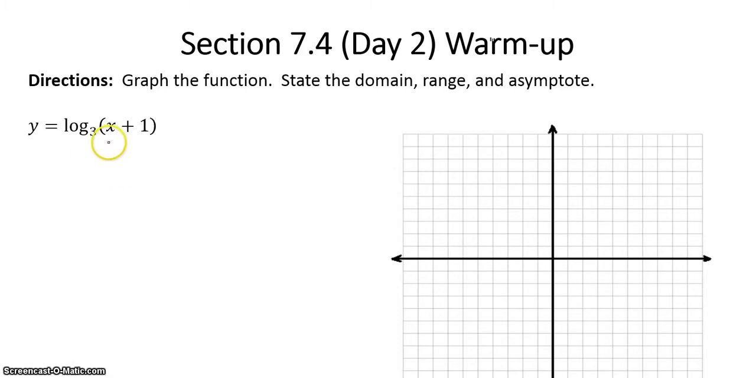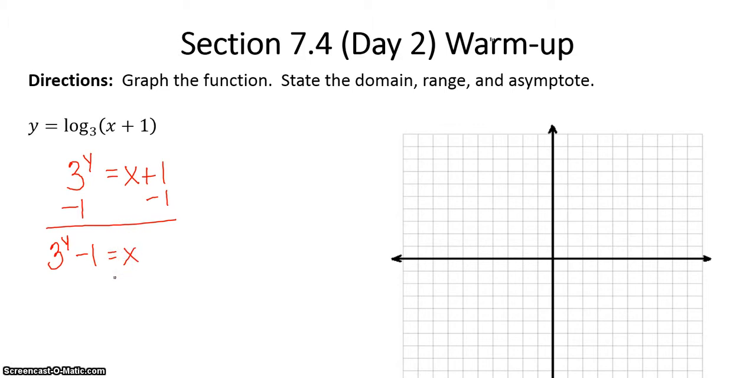And how I would do it is turn this log into exponential form. We talked about that with our definition of log. So base 3 raised to this exponent, y, is going to equal the stuff inside the log, which is x plus 1. Now I want to get this x by itself, so I'm going to subtract over the 1. So then I get 3 to the y power minus 1 equals x. So this is kind of flipped from what we normally do.